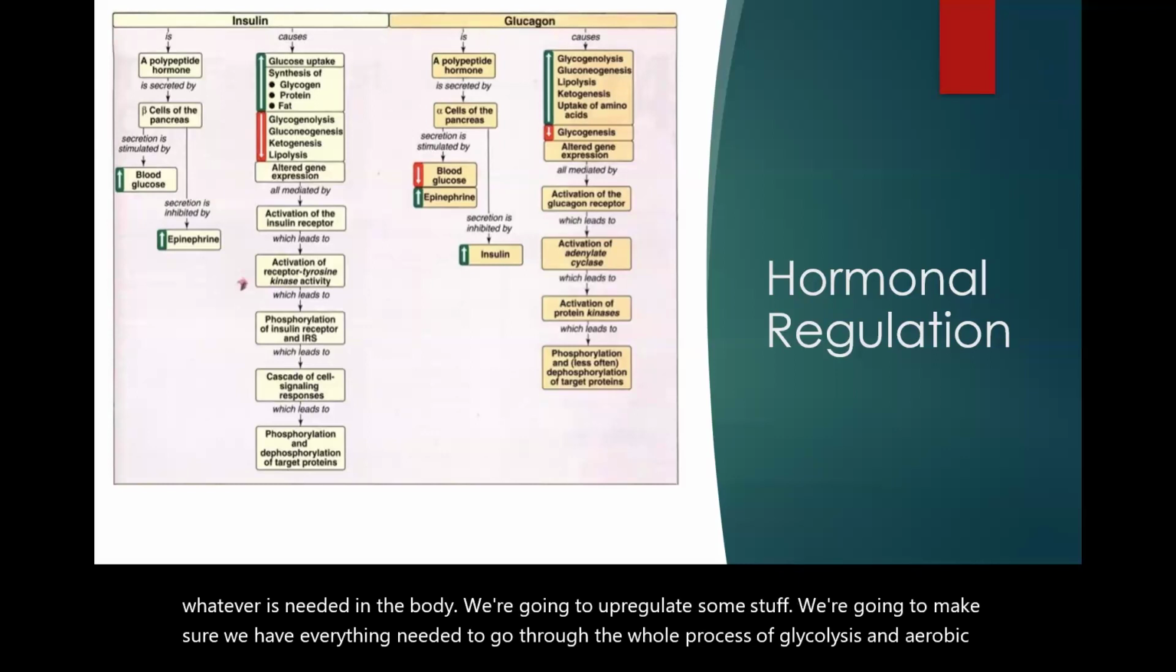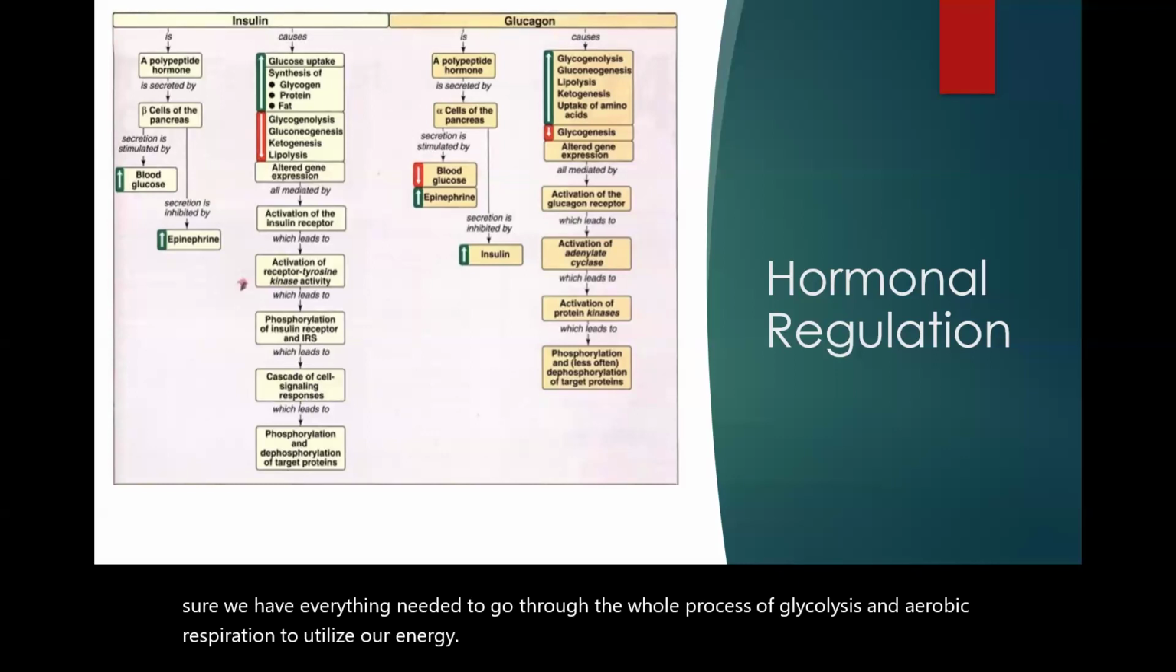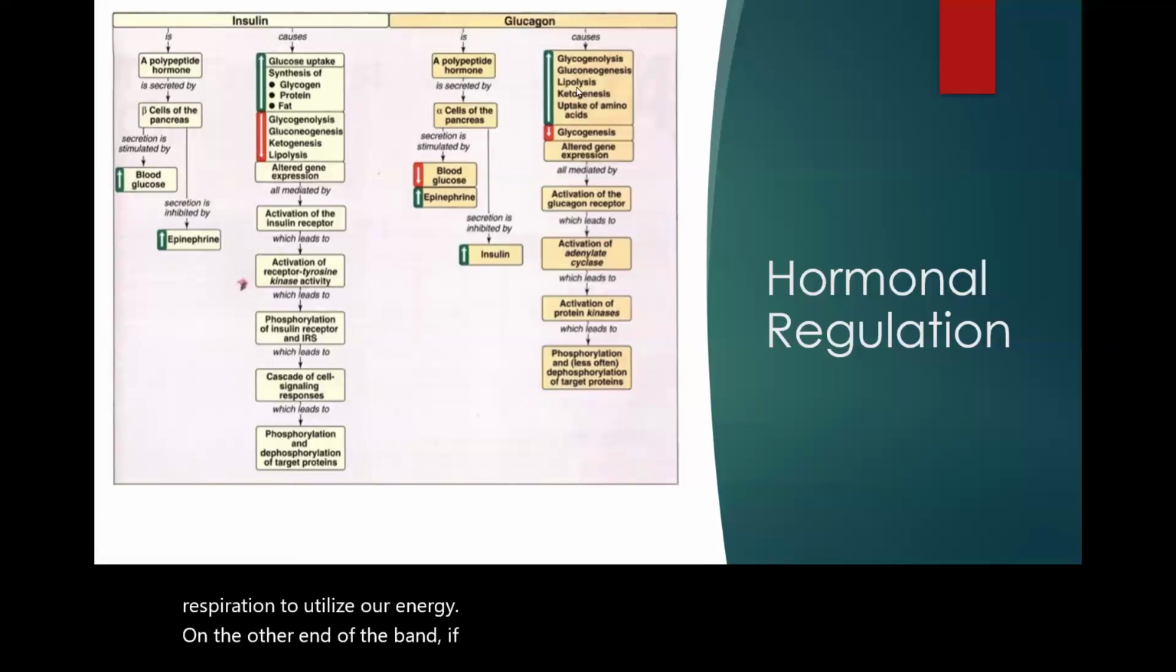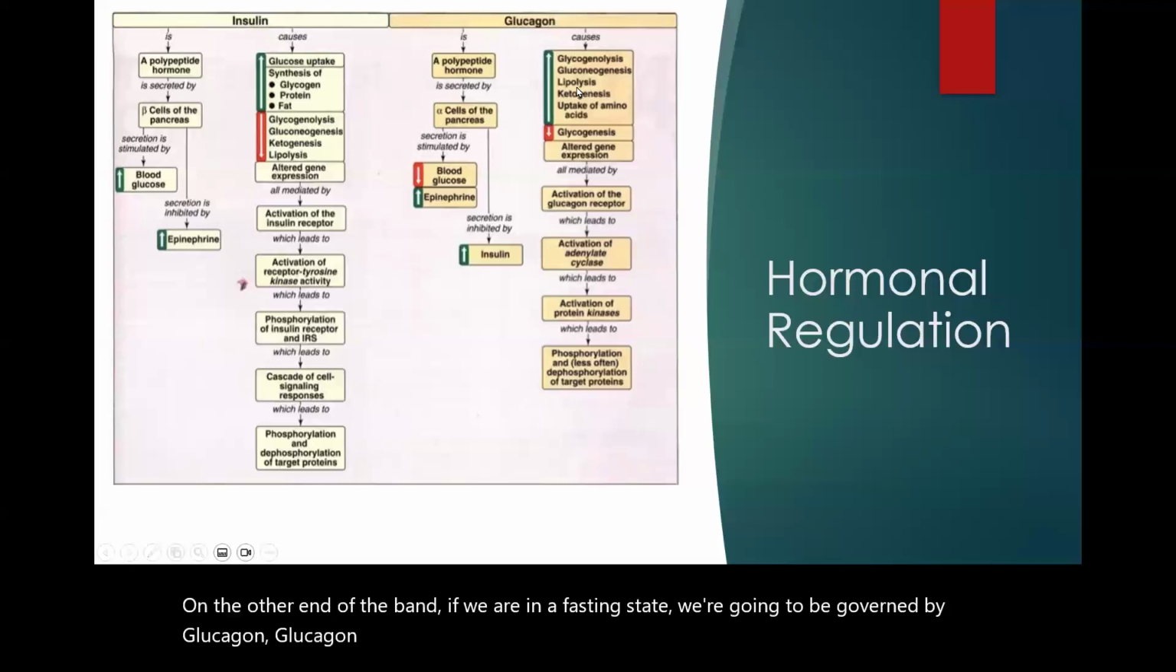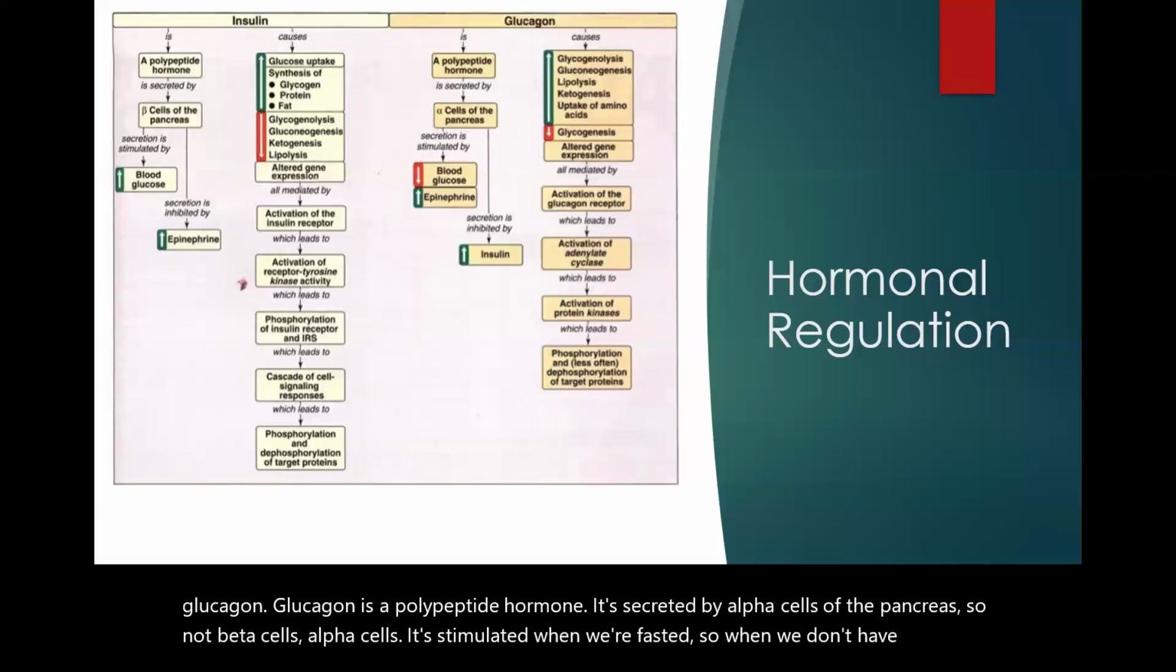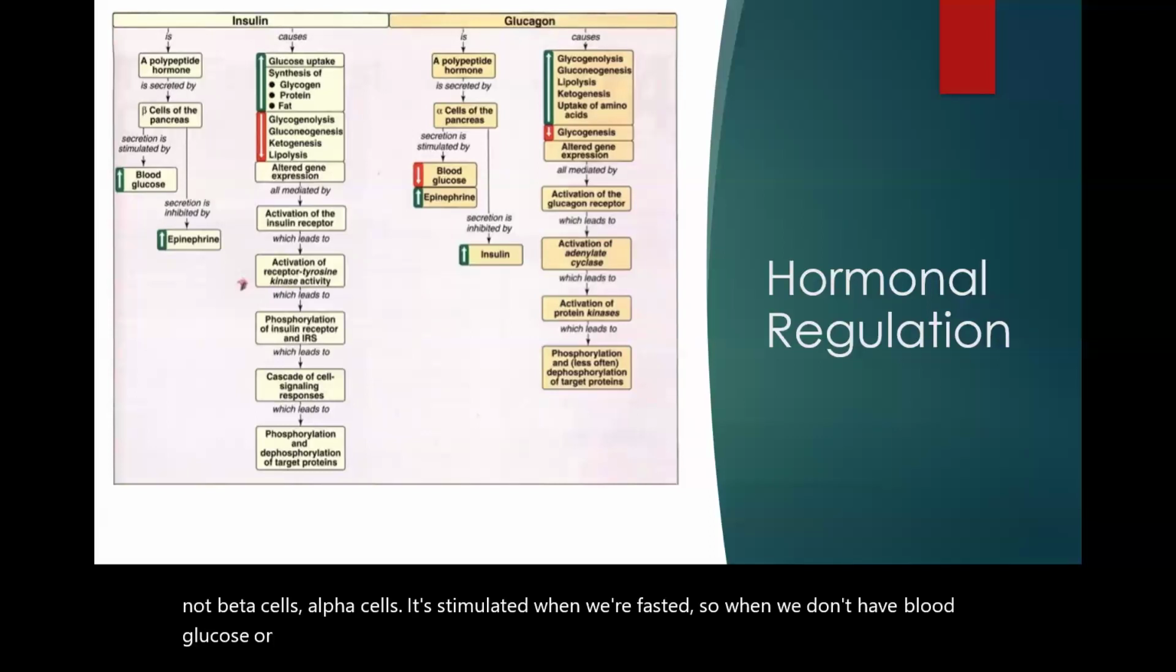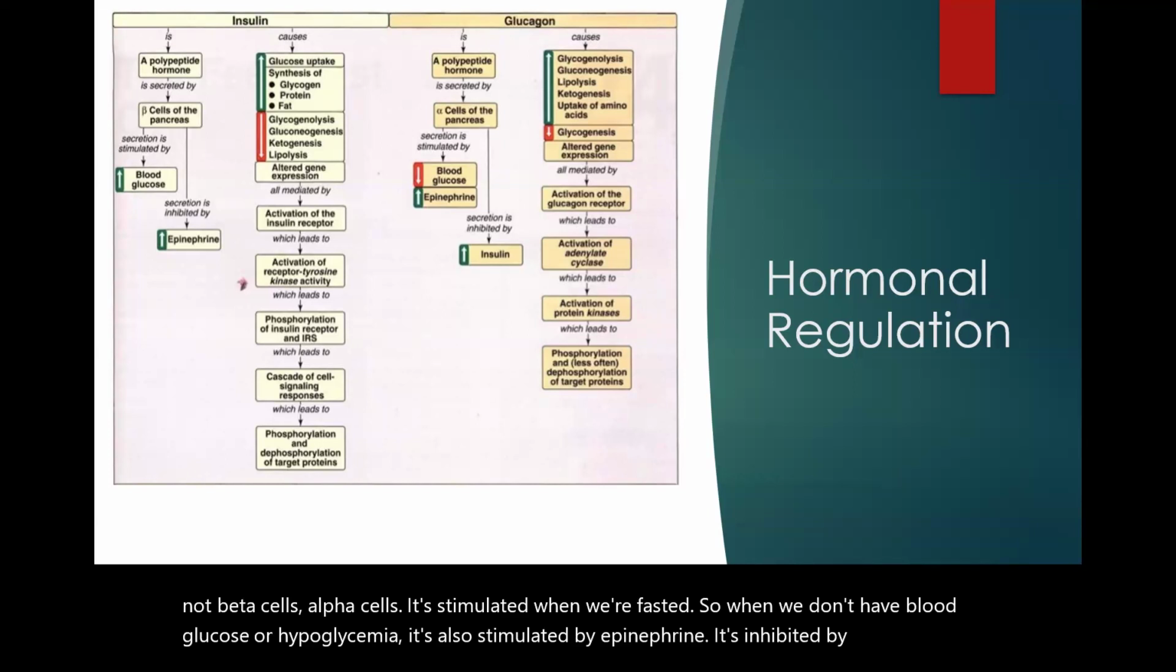to utilize our energy. On the other end of the spectrum, if we are in a fasting state, we're going to be governed by glucagon. Glucagon is a polypeptide hormone. It's secreted by alpha cells of the pancreas, so not beta cells, alpha cells. It's stimulated when we're fasted, so when we have low blood glucose, or hypoglycemia. It's also stimulated by epinephrine. It's inhibited by insulin, so they're countering each other.